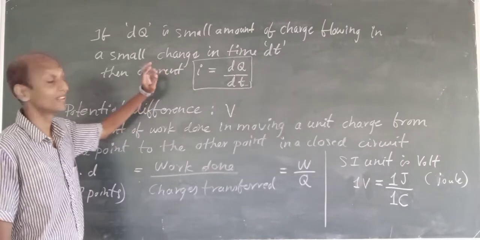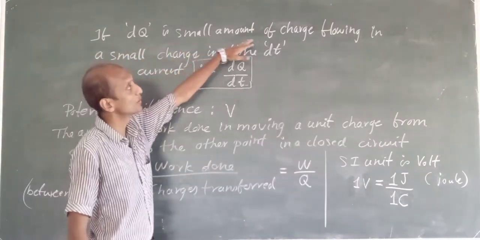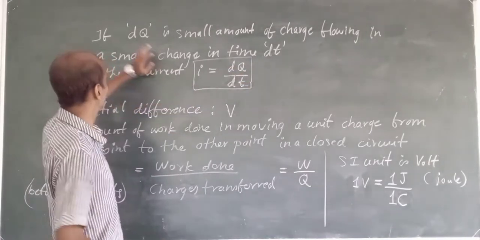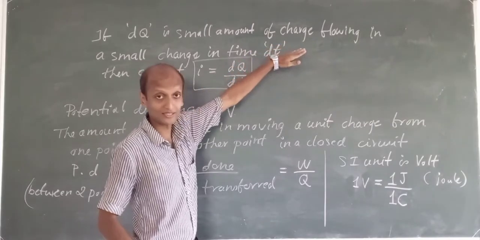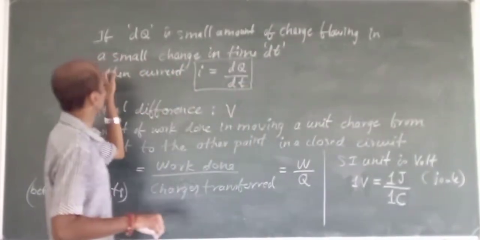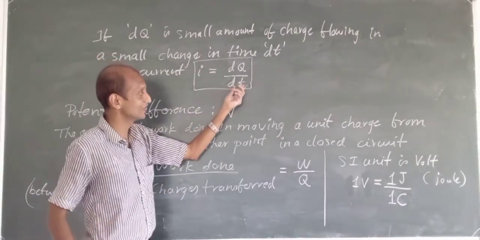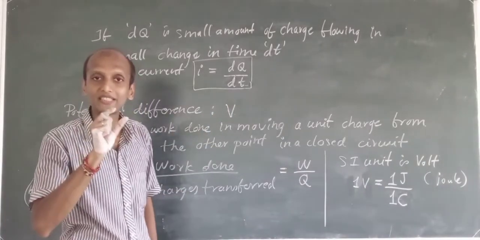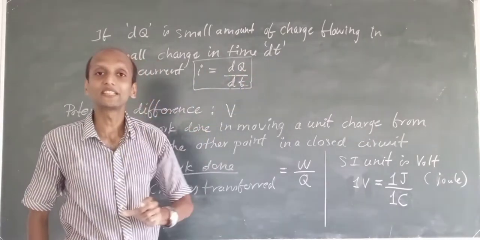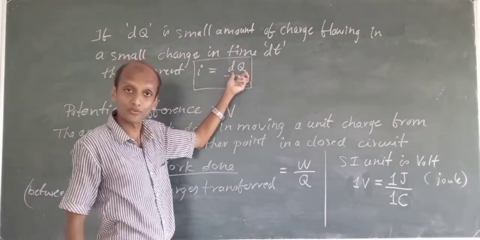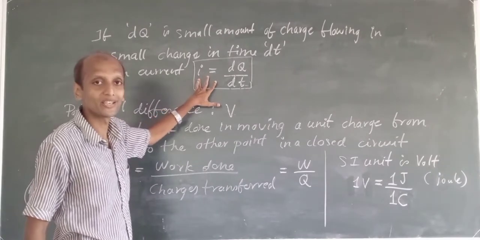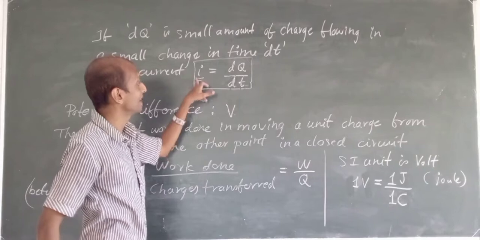Now here, if dq is a small amount of charge flowing, some small change in the charge, in a small change of time dt, then I can write the current. Current can also be denoted using the small letter i. So I can write this current as i is equal to dq by dt.